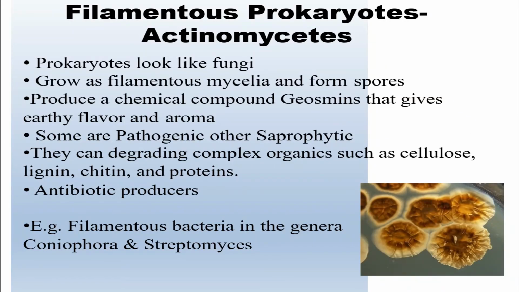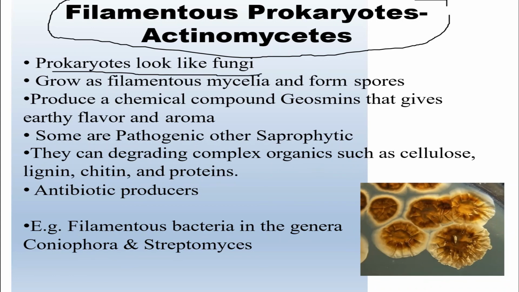So talking about the filamentous prokaryotes, Actinomycetes. So we just studied that after bacteria, the second most abundant organisms in the soil are the Actinomycetes. So let's go through the Actinomycetes and what they are about, because it's a soil organism, so we need to get some knowledge about it. So talking about Actinomycetes, these are prokaryotes which look like fungi. So these are prokaryotes in nature and which basically look like fungi. These grow as filamentous mycelia and form spores.